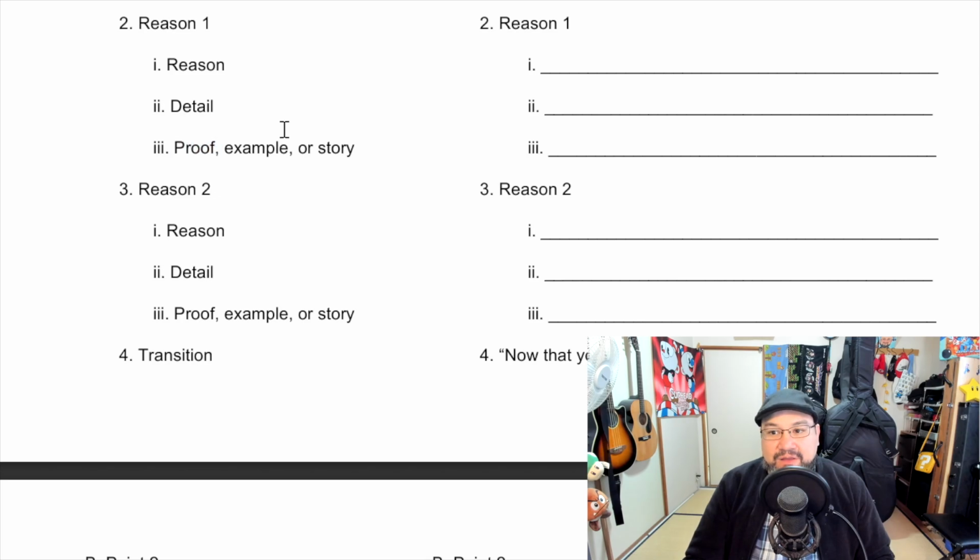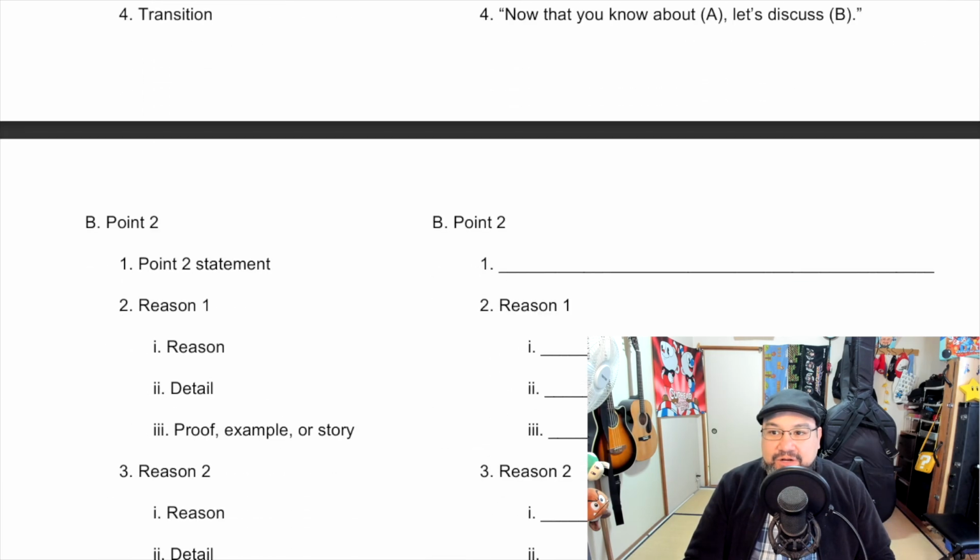Maybe you have some scientific proof, a news article. You can have some kind of example, or even a personal story, or even a non-personal story. Anything that backs you up, that gives you another way of showing the detail and reason based on somebody else's opinion. For reason 2 is the same thing. 1, 2, 3. Reason, detail, proof. Okay? If you have reason 3, you continue reason 4, as many as you want.